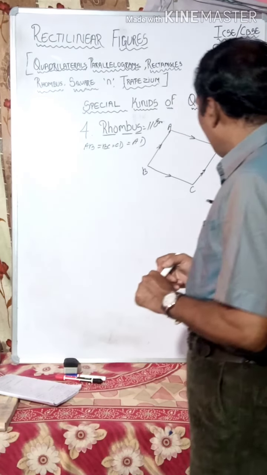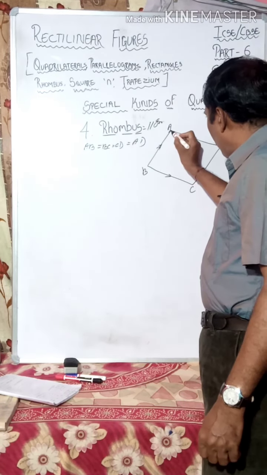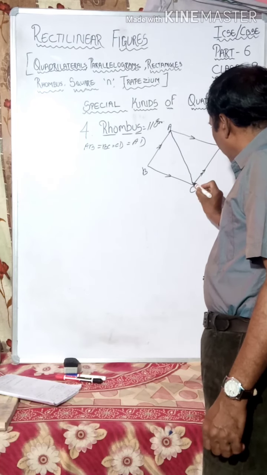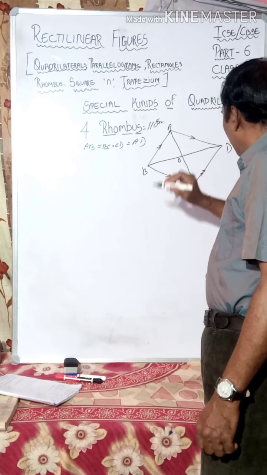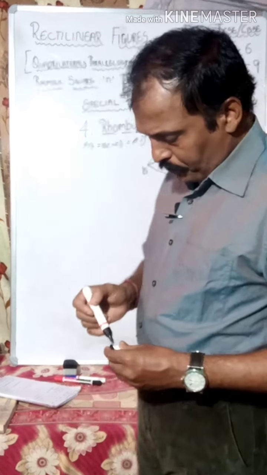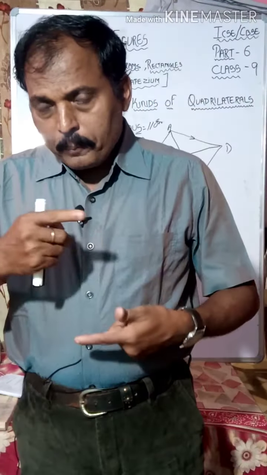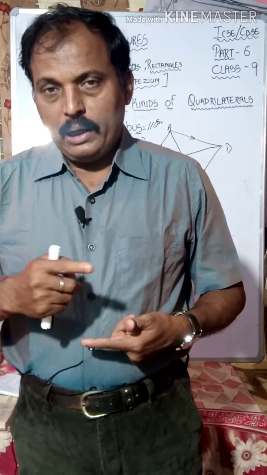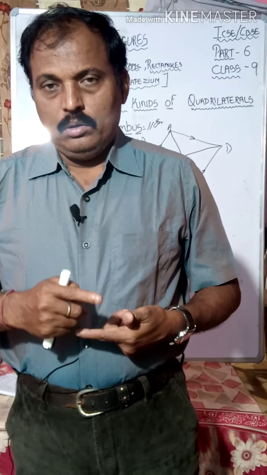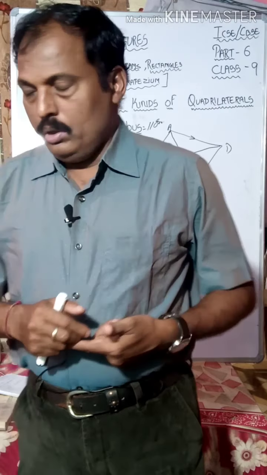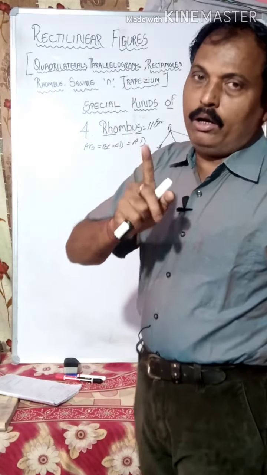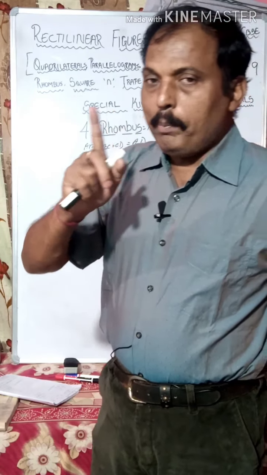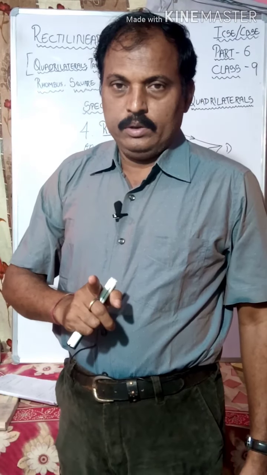Now according to the parallelogram, we know all conditions of a parallelogram are applicable in a rhombus. All conditions of a parallelogram are applicable in a rhombus case. Then what are the extra conditions?